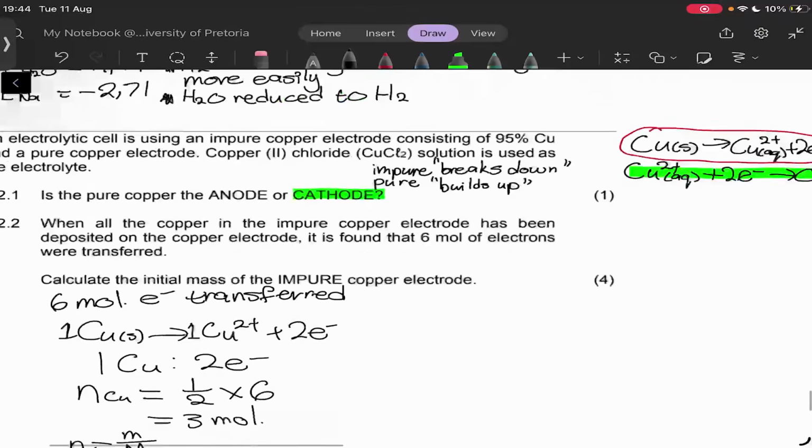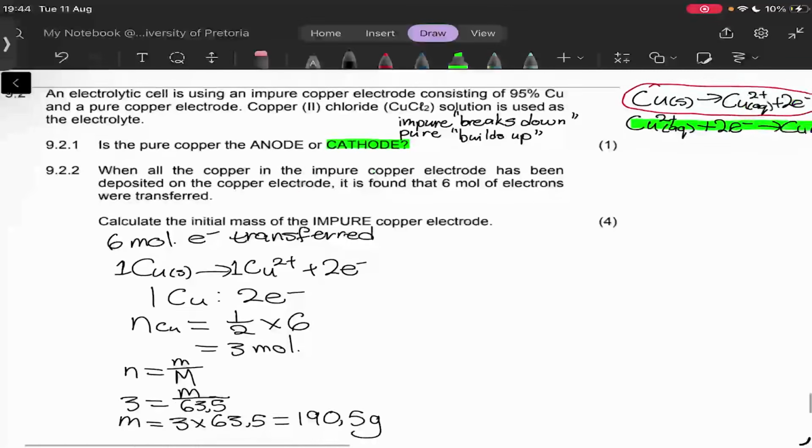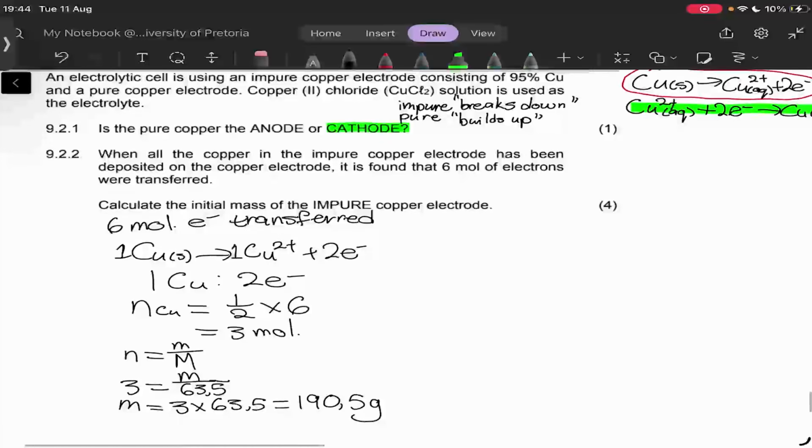Now, let's go back to the question itself. Let me zoom out a bit so we can see everything. Remember, they told us that it's an impure copper electrode consisting of 95% copper. So how do you guys think we can use that to get the actual mass of impure copper? Because you know this impure copper is 95% copper. So how do you guys think we get this?